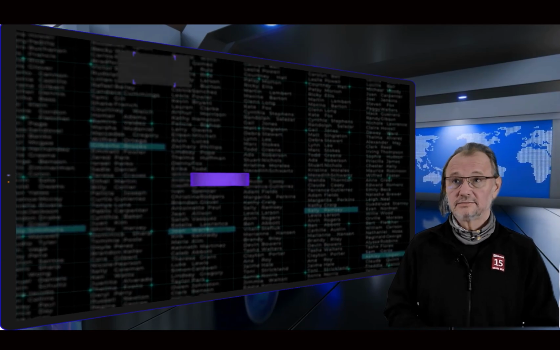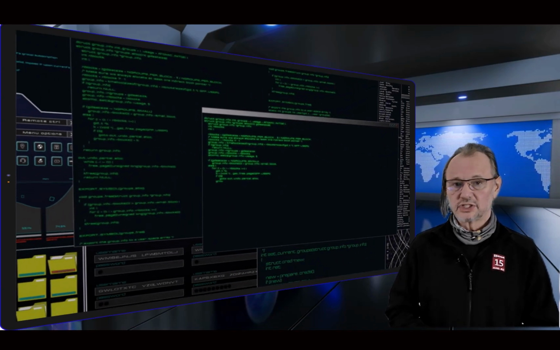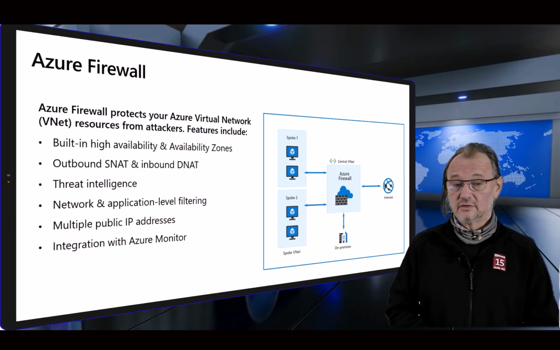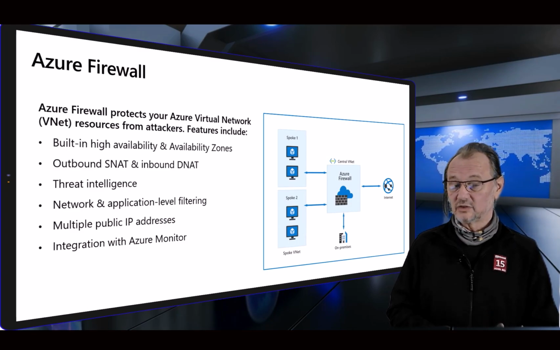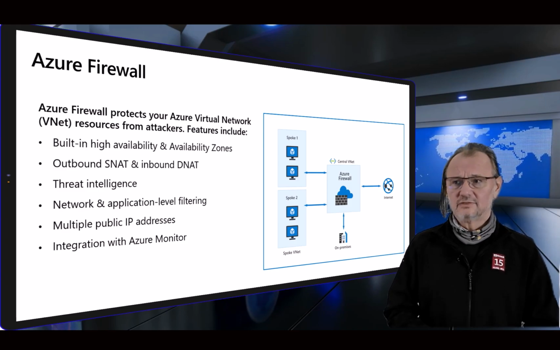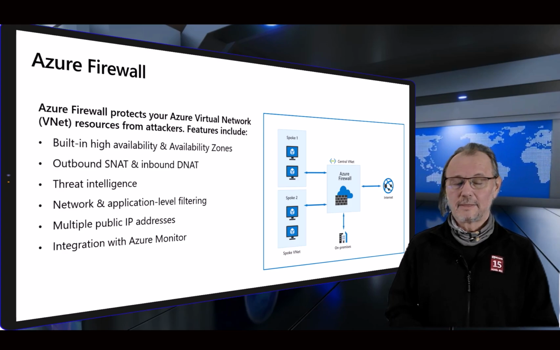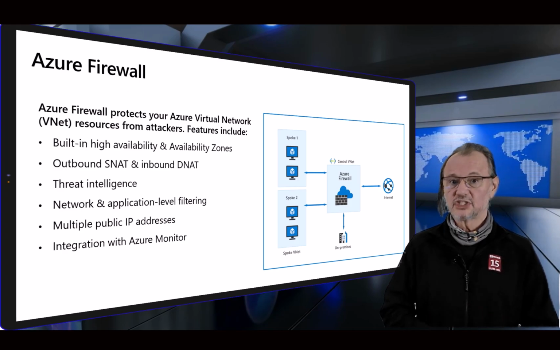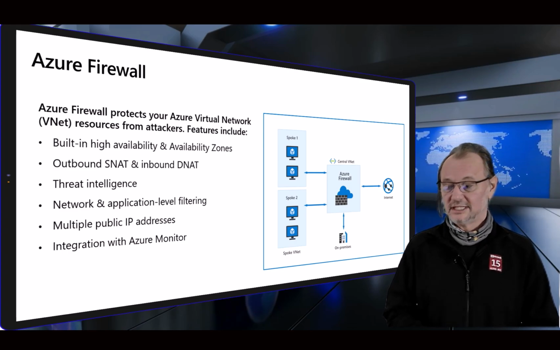On the other side, stateless firewalls are designed to protect a network based on static information such as source and destination. Whereas the stateful firewall filters packets based on the full context of a given network connection, stateless firewalls filter packets based on the individual packets themselves. You can centrally create, enforce, and log application and network connectivity policy across subscriptions and virtual networks.